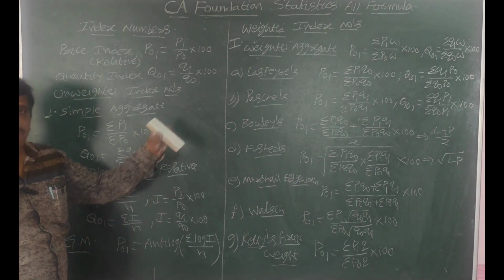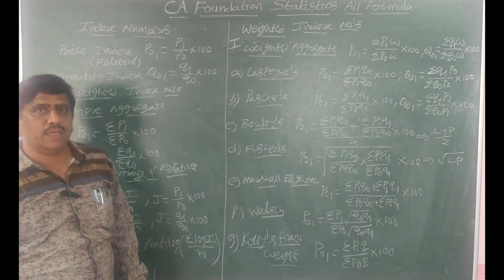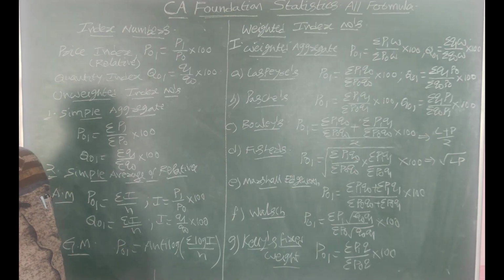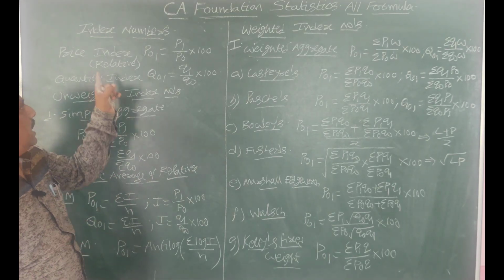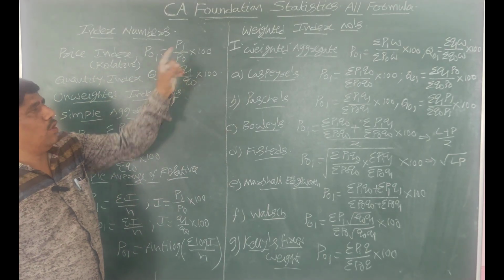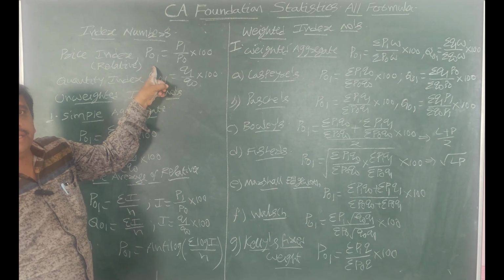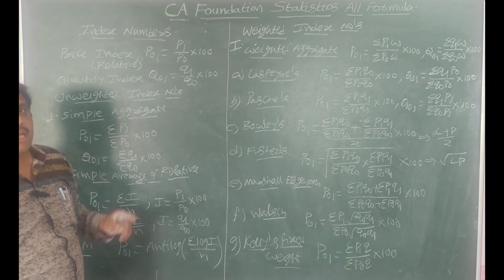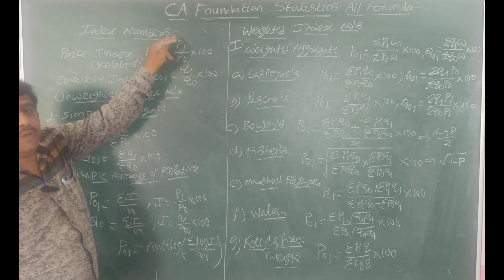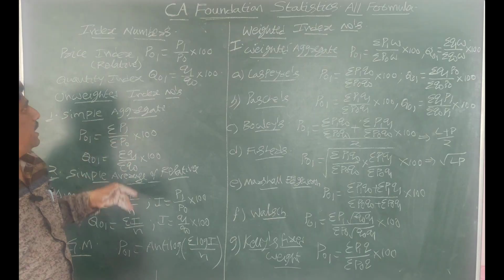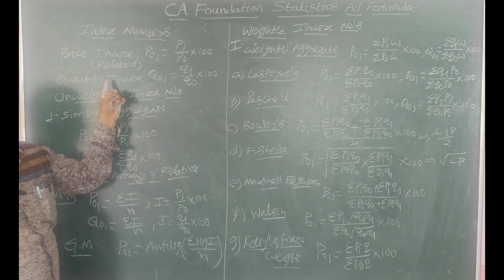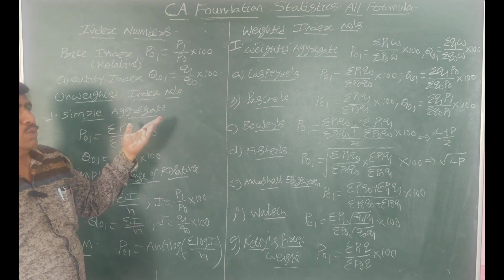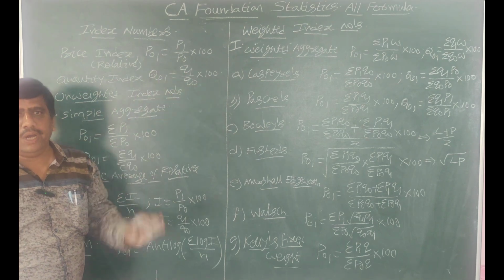So next, index numbers. Index numbers involve many formulas. Firstly, the basic formula, price index for a single commodity, also known as price relative: P1 by P0 into 100, denoted by P01. That means price index of 1 on 0, P1 by P0 into 100. If it is P10, the formula is P0 by P1 into 100. Similarly, quantity index for a single commodity, also known as quantity relative, Q01, is Q1 by Q0 into 100. If it is Q10, Q0 by Q1 into 100.